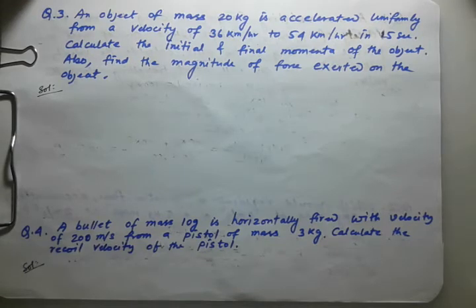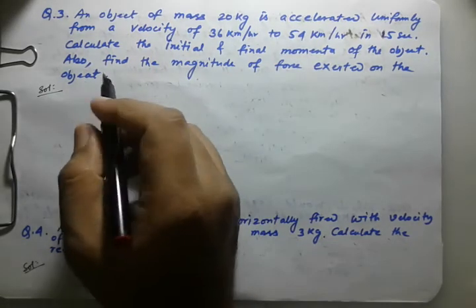So when I read this numerical, an object of mass 20 kg is accelerated uniformly from a velocity of 36 km per hour to 54 km per hour in 25 seconds. Calculate the initial and final momenta of the object. Also find the magnitude of the force exerted on the object. So first you have to find out the initial velocity. You have to convert into meter per second.